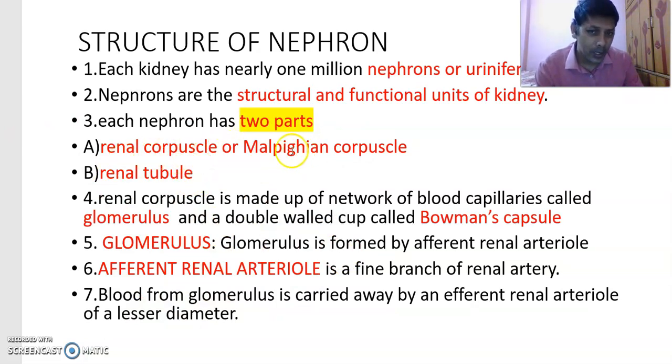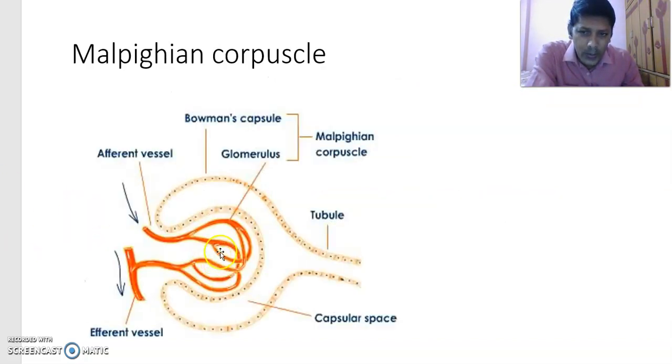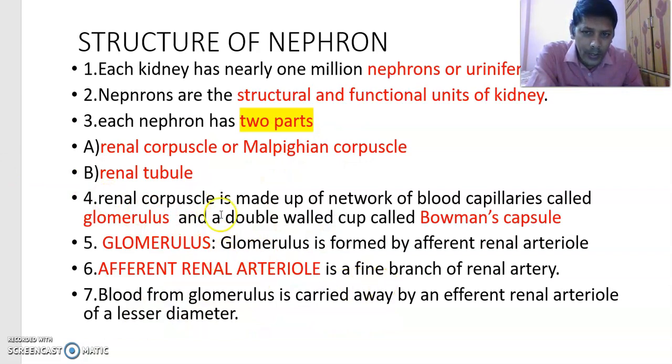The renal corpuscle is also called the Malpighian corpuscle. It consists of a cup-like structure, Bowman's capsule, and inside that there is a network of capillaries called the glomerulus. The renal corpuscle is made up of a network of blood capillaries called the glomerulus, and a double-walled cup called Bowman's capsule.